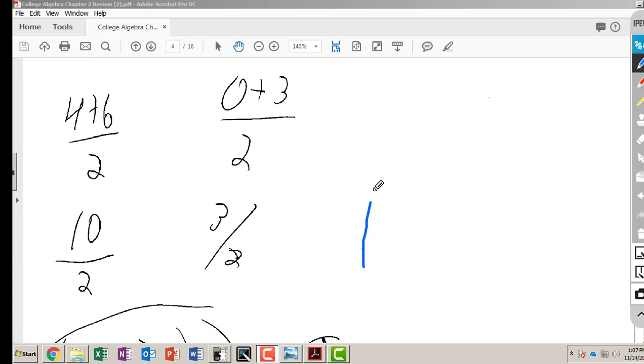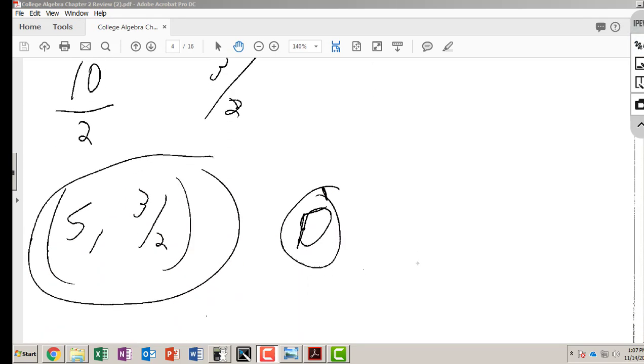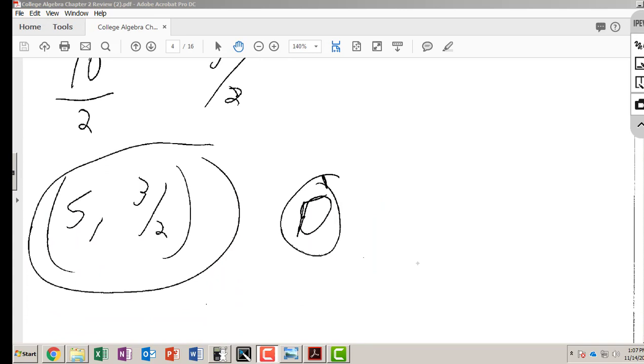So here's 10, divide by 2. And 10 divided by 2 is going to be that x midpoint, which would be 5.